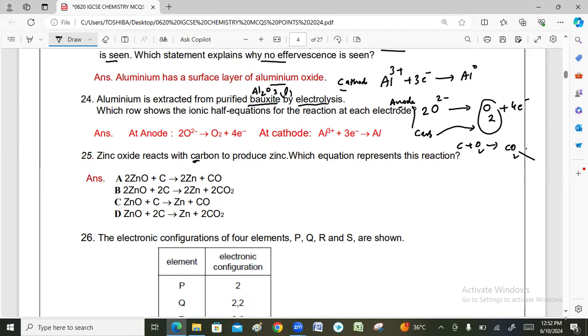In the first equation, there are two zinc, two oxygen on the left, and one oxygen on the right-hand side. So this is incorrect. Two zinc, two oxygen, four oxygen: incorrect. One zinc, one oxygen, one carbon, one carbon: so C is correct. As you can see, there are four oxygen on the right, so there are two oxygen on the left-hand side. So D is incorrect.